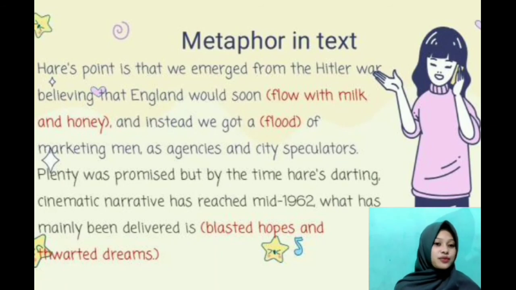Hare's point is that we emerged from the war believing that England would soon flow with milk and honey, and instead we got a flood of marketing men, ad men, and city speculators. Plenty was promised, but by the time Hare's darting cinematic narrative has reached mid-1962, what has mainly been delivered is blasted hope and thwarted dreams. All the words in parentheses are examples of metaphor in text: flow with milk and honey, flood, blasted hope, and thwarted dreams.